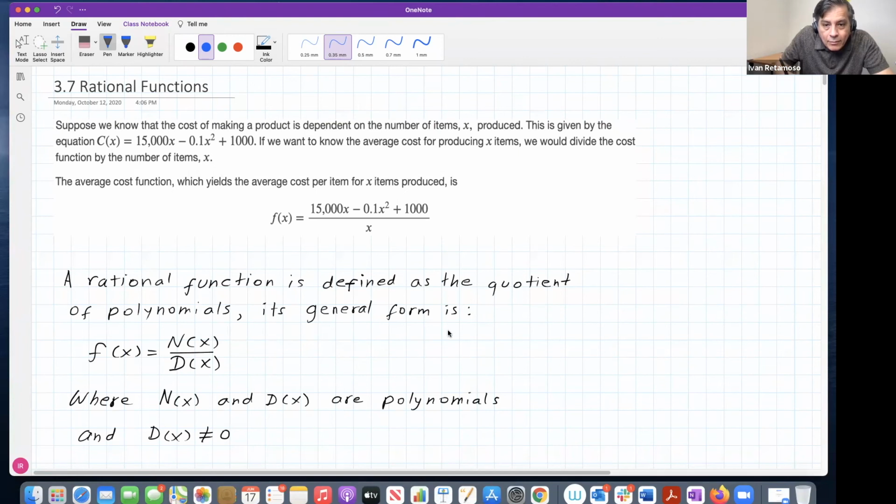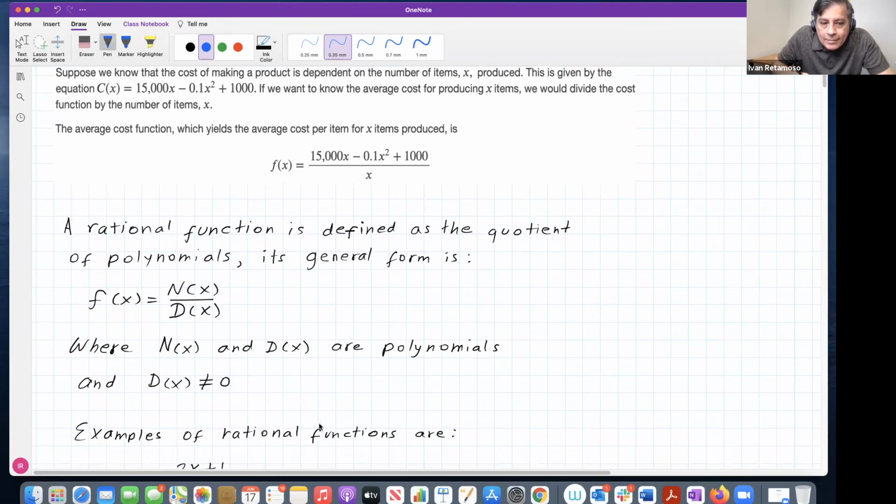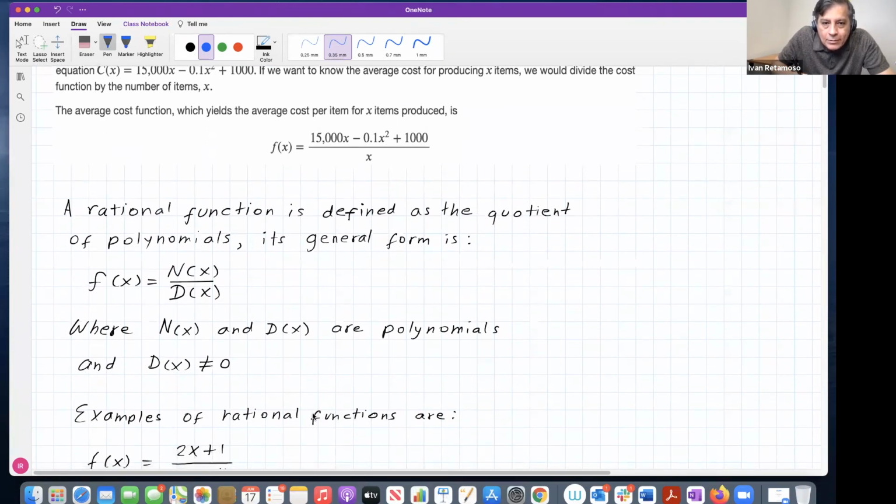In its general form, f of x equals n of x, a polynomial on the numerator, divided by d of x, another polynomial in general on the denominator, where n of x and d of x are polynomials, and never let d of x be equal to the polynomial 0, right? d of x cannot be the 0 constant polynomial, because if it is, we will be in trouble because division by 0 is undefined. All right.